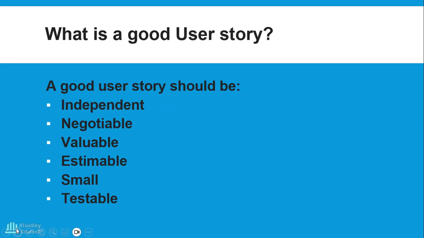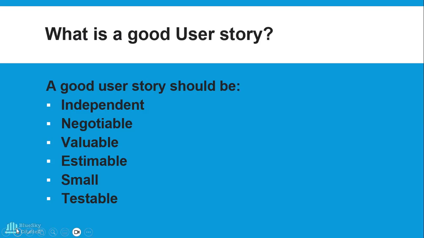If you notice, I've listed a number of points. I think there's six of them: independent, negotiable, valuable, estimable, small, and testable. If you look closely, they spell the word INVEST. The first letters have been capitalized, and if you put them together, it reads invest. So a good user story must follow this criteria.